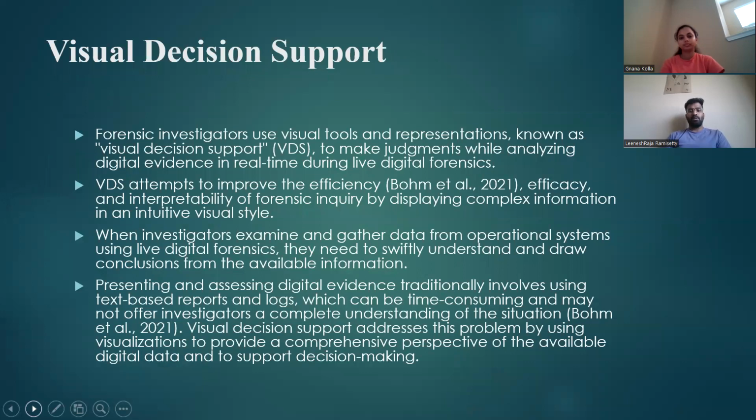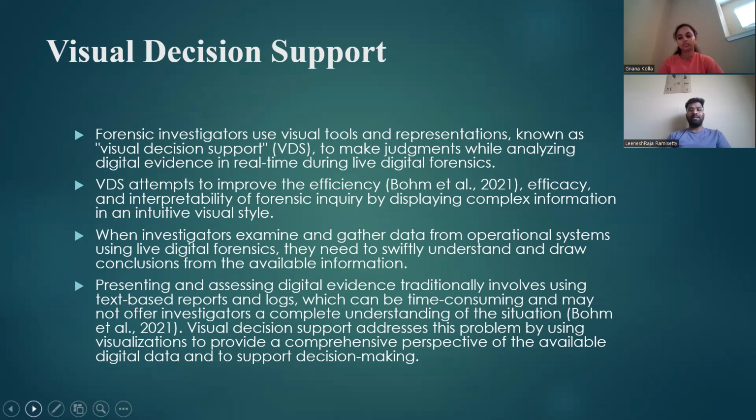Visual decision support. Forensic investigators use visual tools and representations known as visual decision support (VDS) to make judgments while analyzing digital evidence in real time during live digital forensics. VDS attempts to improve the efficiency and affordability of forensic inquiry by displaying complex information in a visual style. When investigators examine and gather data from operating systems using live digital forensics, they need to understand and draw conclusions from the available information.